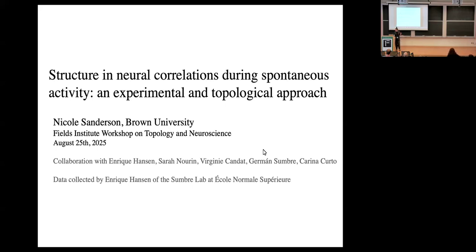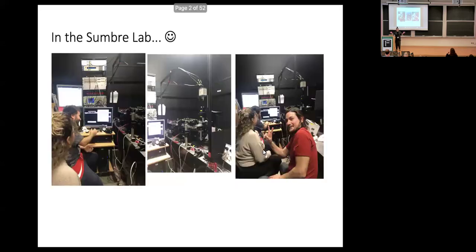I'm excited to share about this true data analysis research project, a collaboration between me, whose background is in topological data analysis, and experimentalists who really work in the lab.